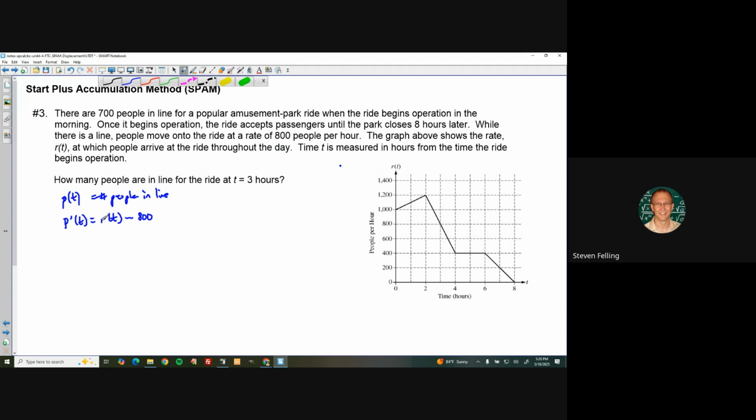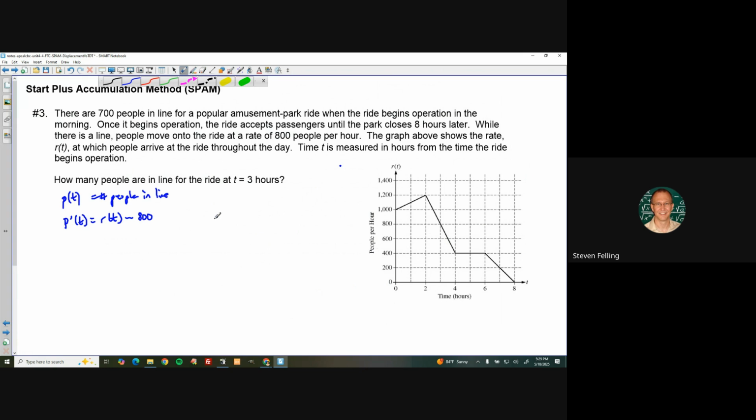So if more people are arriving, like in this time frame where we have 1,000 people arriving and 800 are getting onto the ride, then more and more people are adding to the line. The line's getting bigger. And once we drop below 800 here, that means there's like, say, 600 people arriving, but 800 people are getting on the ride, so the number of people in line is decreasing. So the line amount is going to grow or change according to this. It's going to grow whenever this is above 800, and it's going to shrink whenever this is lower than 800.